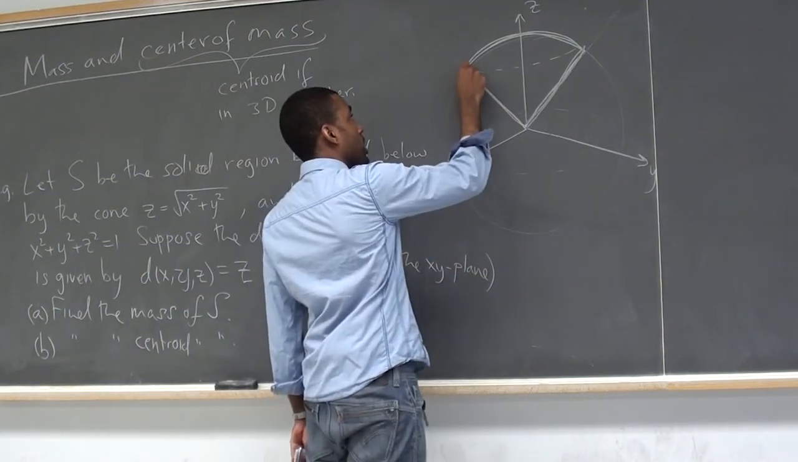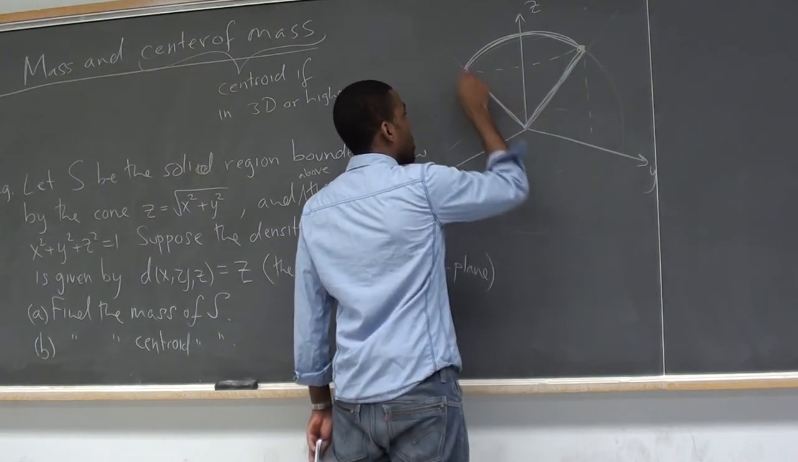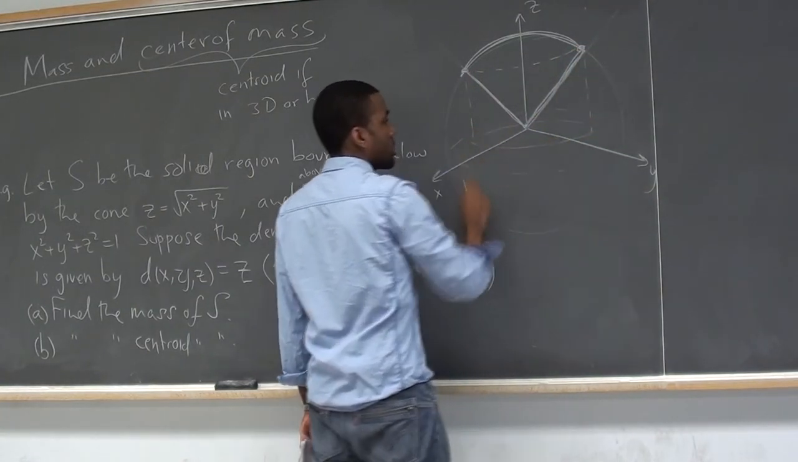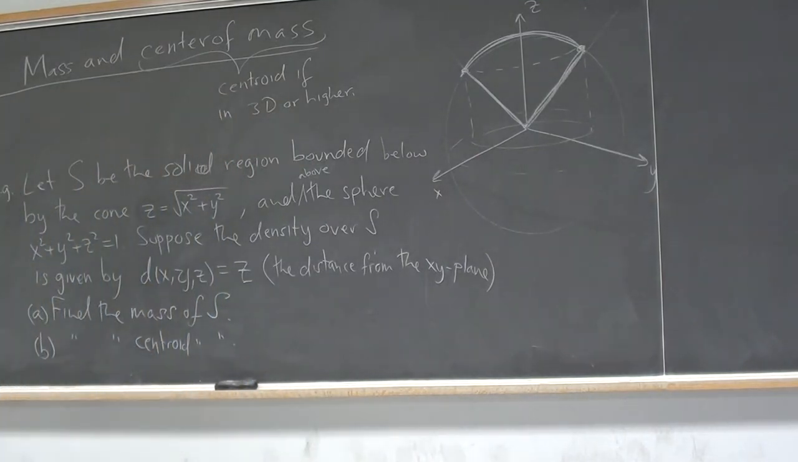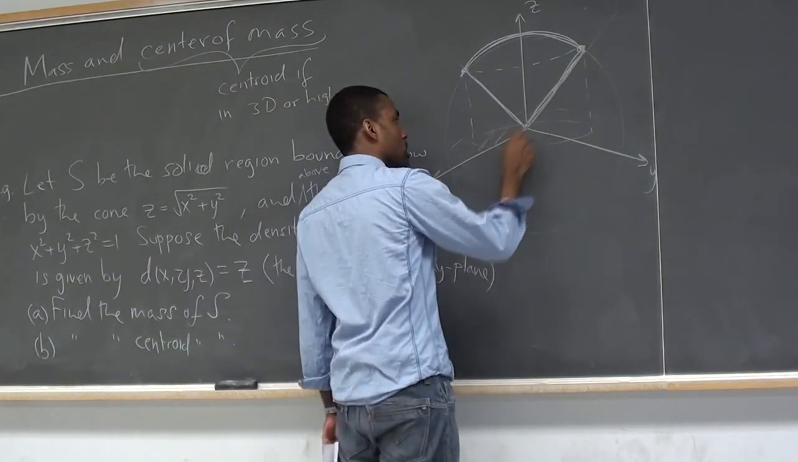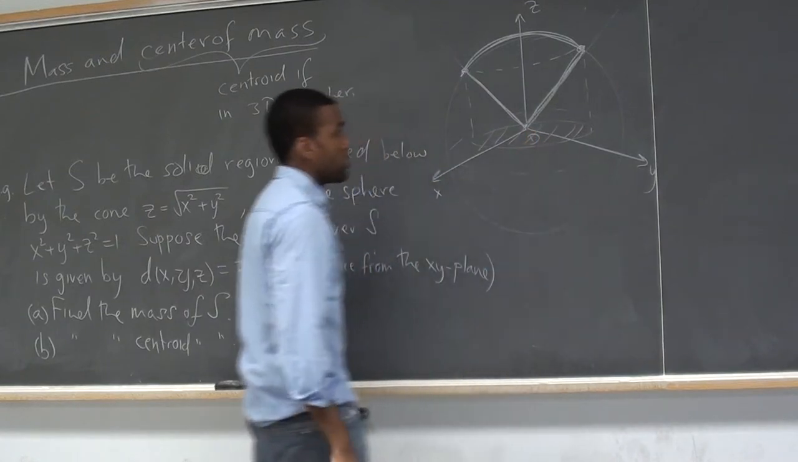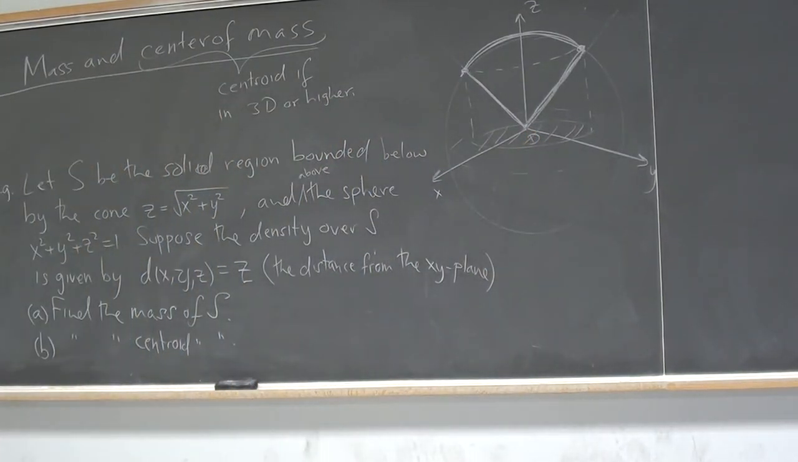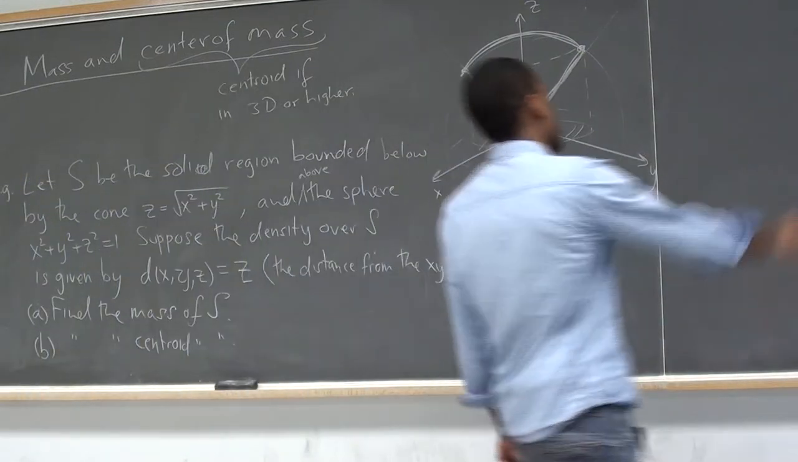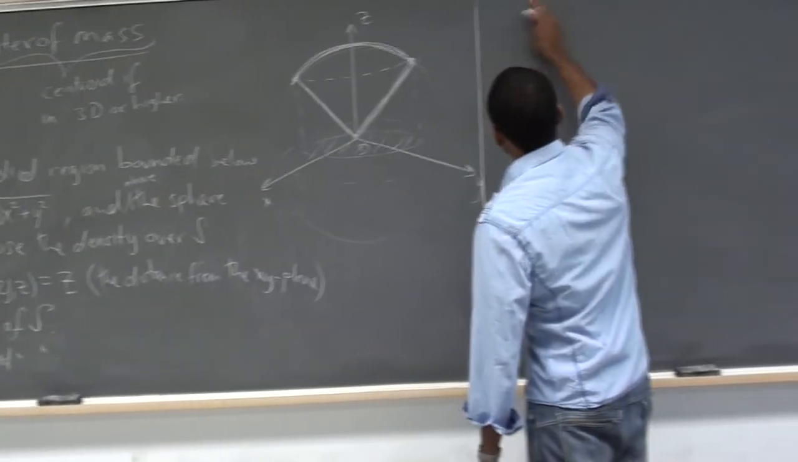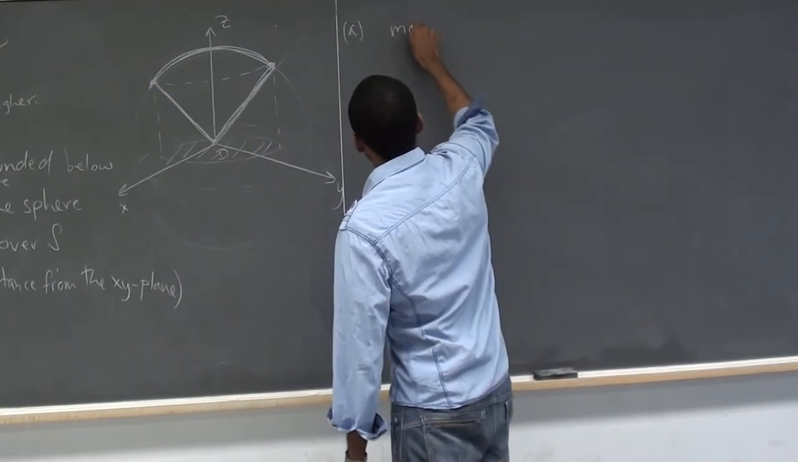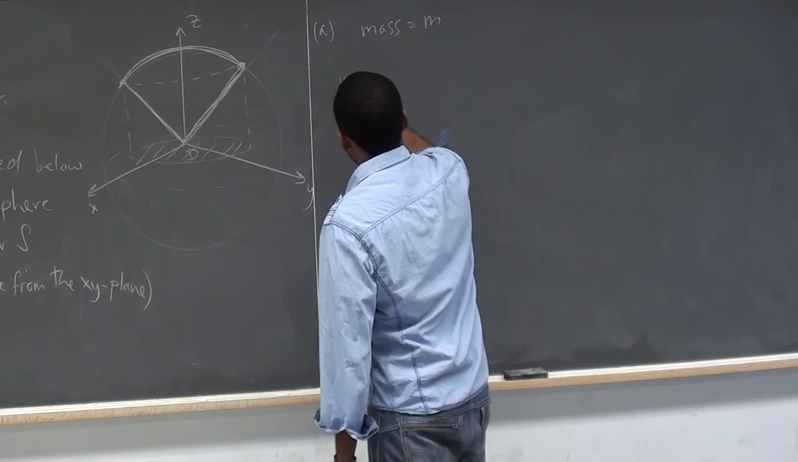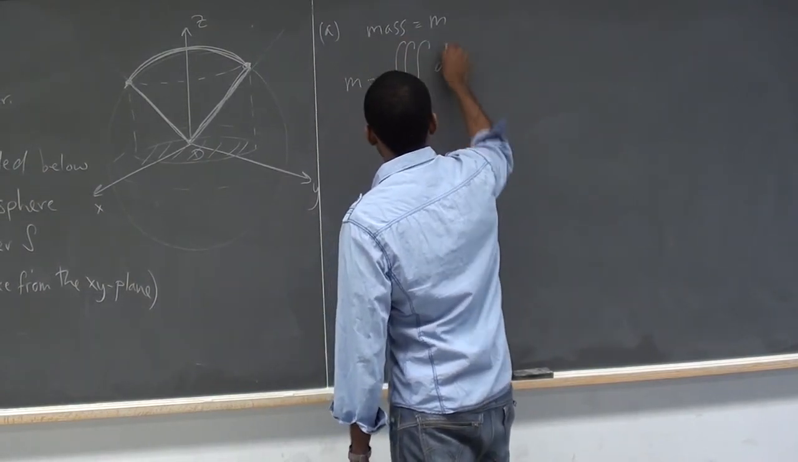Of course, there's going to be an intersection at some point, and that's going to be our region of projection. How do you find that intersection? We don't really need it. Can we just have an upper bound being the sphere and a lower bound being the cone? A surface over another surface? You're going to have a triple integral, right? So yeah. Let's do this. So part A is the mass equals m. And I know m would be the triple integral of the density function.